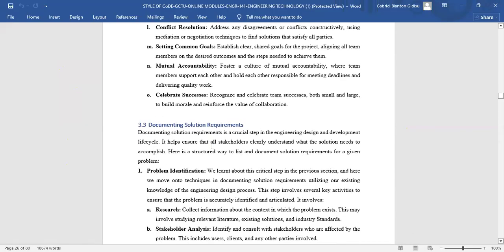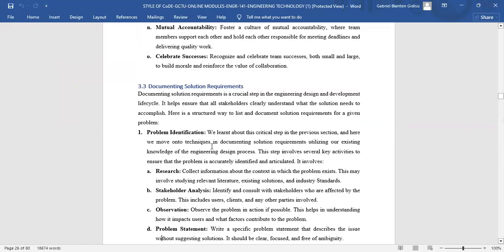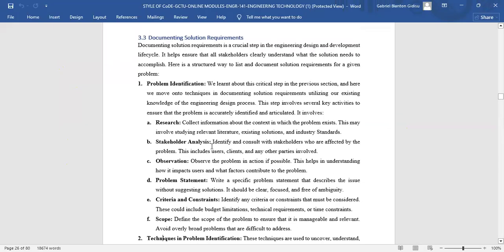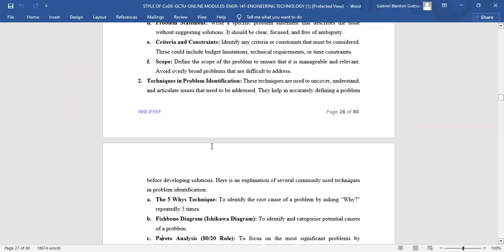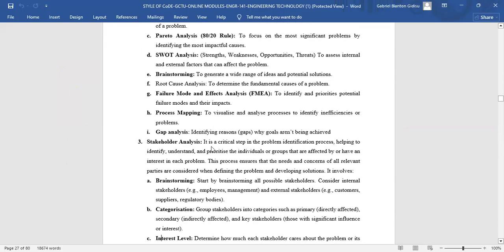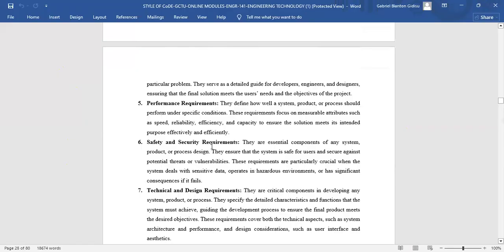Then documentation. Yes, this is where you have to document the solution and solution requirements. So you have to patent. You have to patent this way. You have to go and do registration. And then the list goes on.